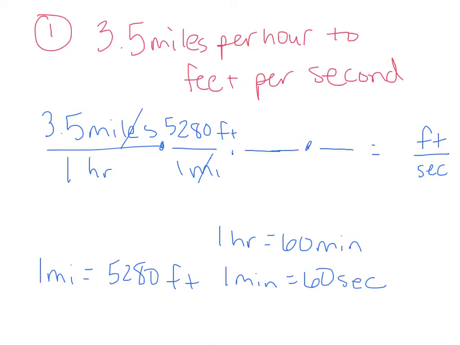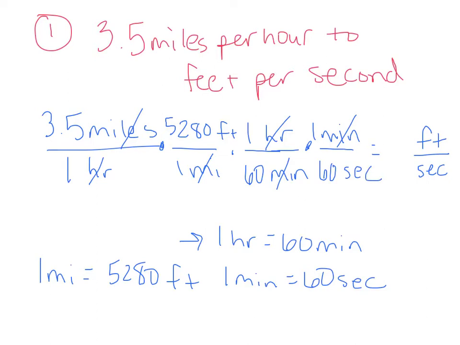I know the first one, I have to get rid of these hours, so I want to use this one first. Since my hour is on the bottom, I have to put my hour on top, and then my 60 minutes on the bottom, because that way my hour is on top and bottom, so they cancel. Now I want to get rid of those minutes, so I have to put my minutes on top, so that these 2 cancel, which means my 60 seconds is on the bottom.